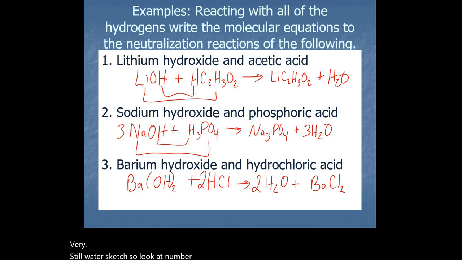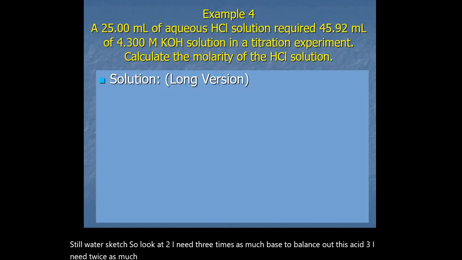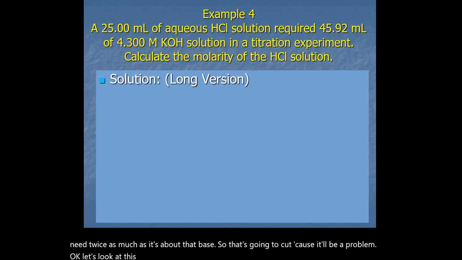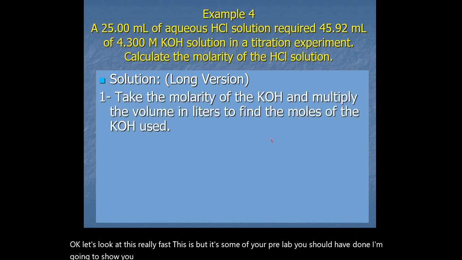So look at number 2. I need 3 times as much base to balance out this acid. Look at number 3. I need twice as much acid to balance out that base. So that's going to cause a little bit of problems. Okay, let's look at this really fast. This is some of your pre-lab that you should have done. I'm going to show you something really fast.